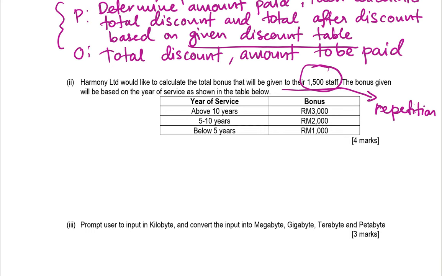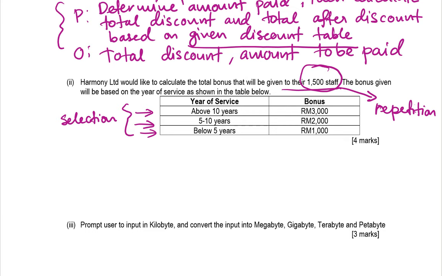Now the bonus paid depends on the year of service. So this one is the selection. In this question you have repetition and also selection. Selection is in the repetition.